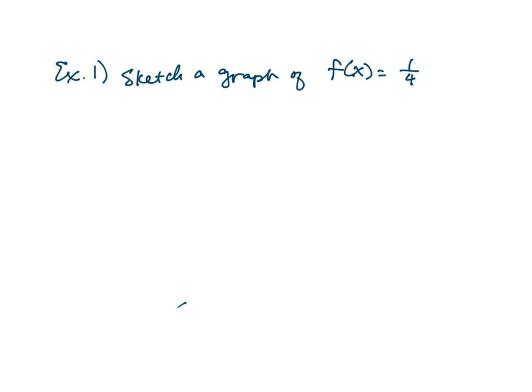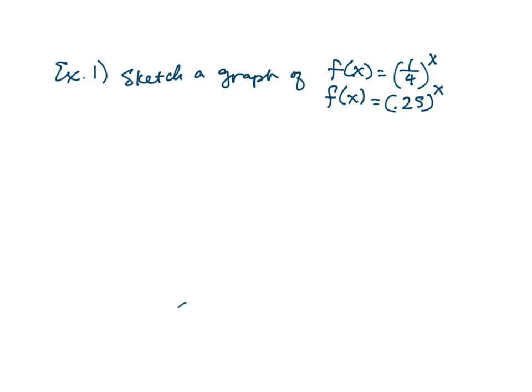So let's go ahead and start example 1. Example 1 says, sketch a graph of f of x equals 1 over 4 to the x power. They actually write it in the textbook as f of x equals 0.25 to the x power, but I'm much better with fractions than decimals, so when I see 0.25, I convert that.